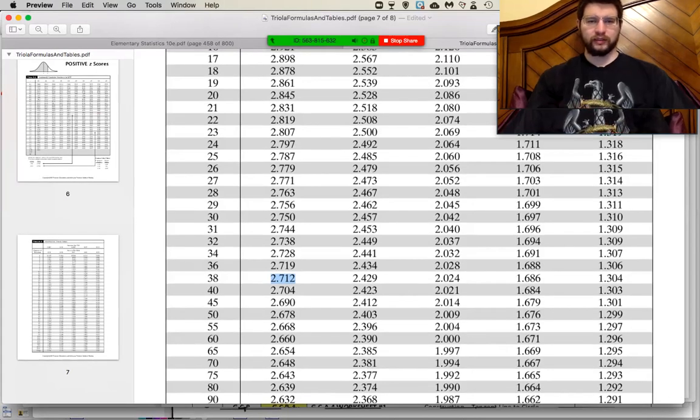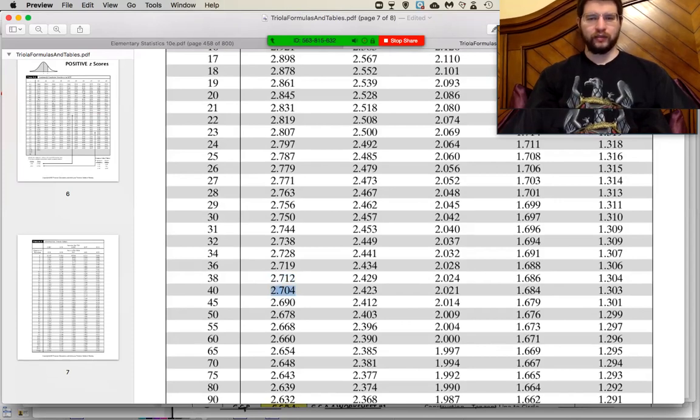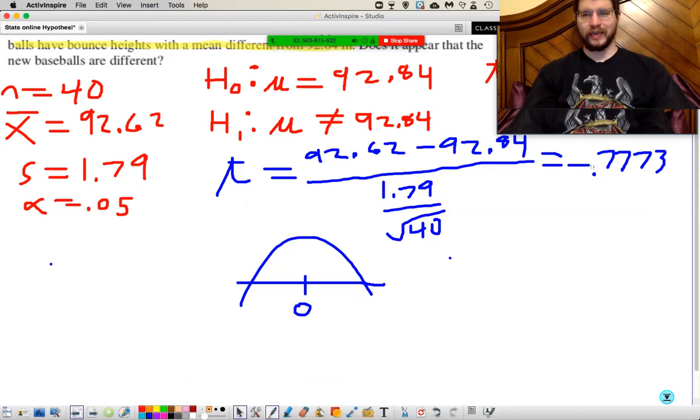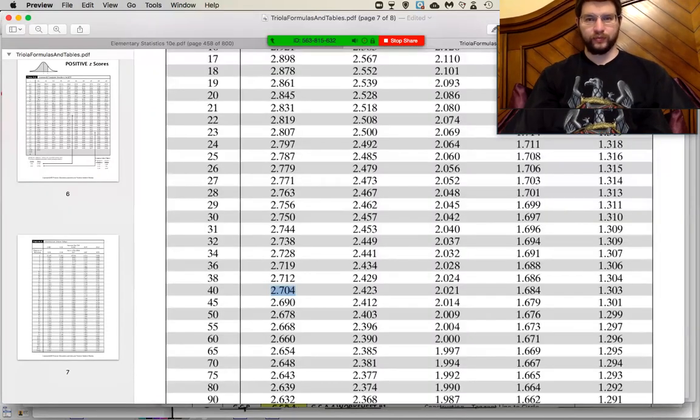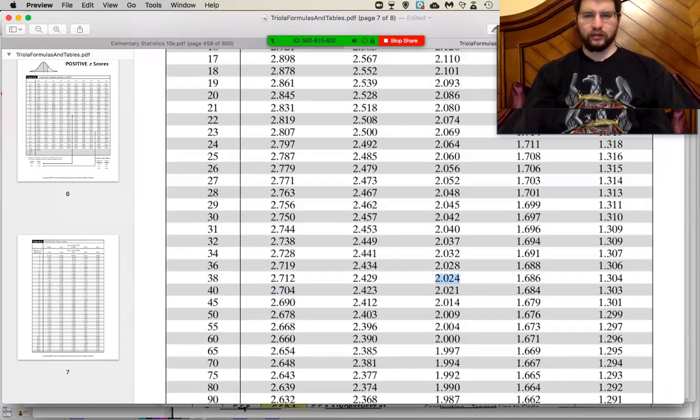So really it just doesn't matter. We can go up, we can go down. It's not going to make that big of a difference, especially with that test statistic of negative 0.773. But ideally we'd want the more extreme values. Anyway, so we're in this middle column. So we actually use one of these. I'm going to go with the 38, the 2.024.